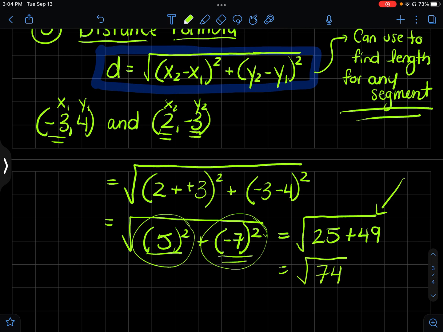Okay, and then you always double check if you can simplify it. But for now, what I'm going to do is leave it as that. Okay, so if you have any questions, please write them down and we will go over everything and anything in class.